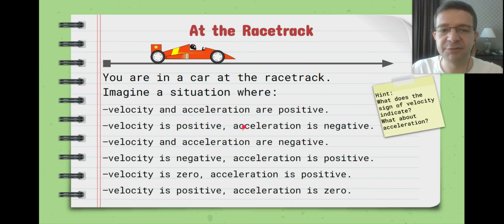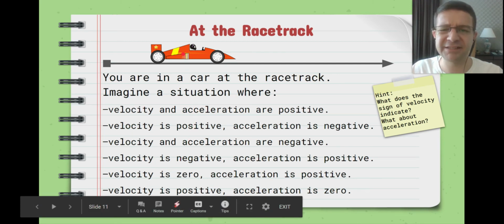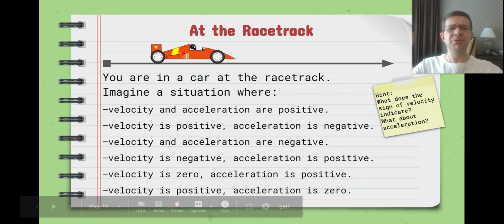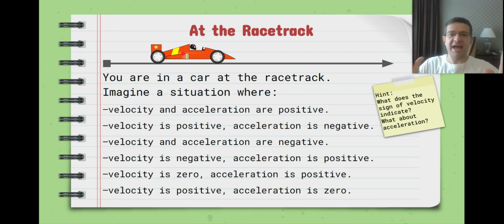If the velocity is positive but the acceleration is negative, that means that the car is moving to the right along the track, but the acceleration is pointing to the left. So the speed will be getting lower. So this would be you slowing down as you move to the right. Velocity and acceleration both being negative would involve the car moving to the left and speeding up to the left. Velocity negative and acceleration positive will be the very strange situation where you're moving backwards, but you're slowing down. So that's kind of a strange situation to be in.